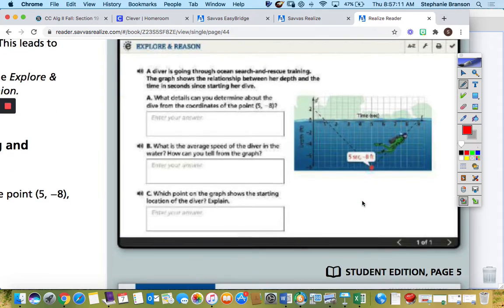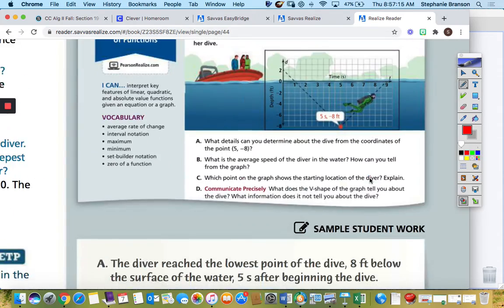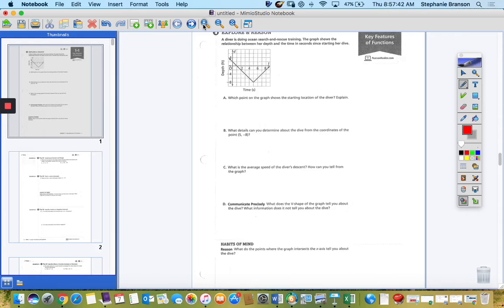Alright, so this is our explore and reason that we've got here. It says a diver is going through an ocean search and rescue training. The graph shows the relationship between her depth and the time in seconds since starting her dive. That's actually shown there on page 1 for you guys. It says, what details can you determine about the dive from the coordinates of the point 5, -8? Well, that is actually not A in our case. That is B, isn't it? So we'll just start there.